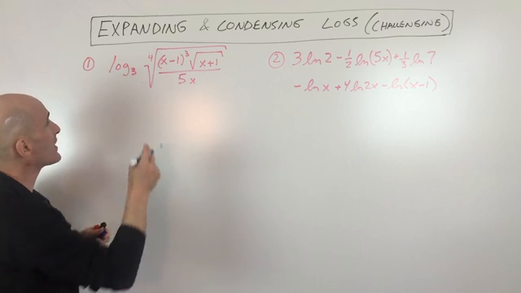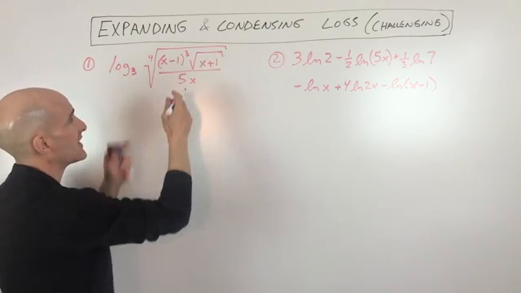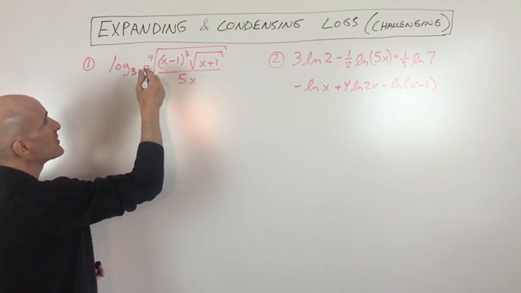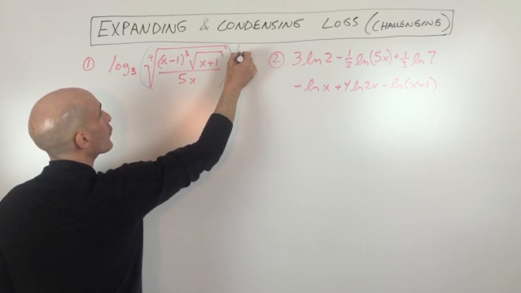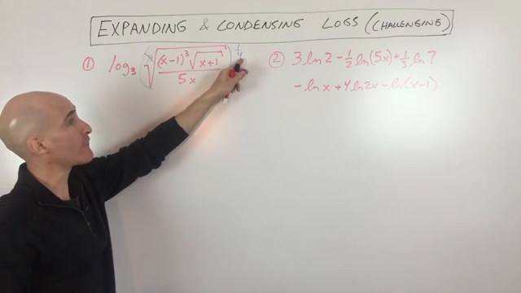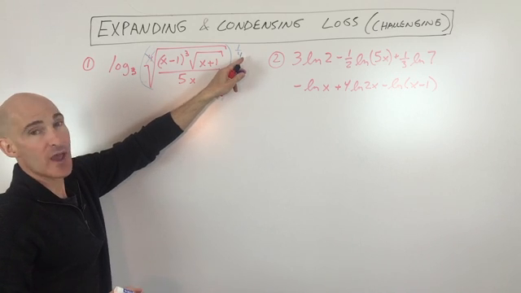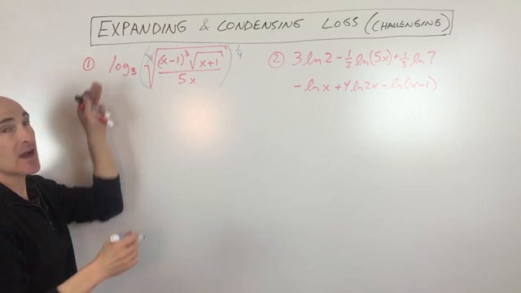First thing we're going to do is recognize that when you have the fourth root, we're working from the outside in. When you have the fourth root, that's really like saying this is the 1/4 power. So I'm just going to get rid of this radical and think of it as a fractional exponent. So when you have a power, you can use the power rule for logs and you can bring that down in front of the log.